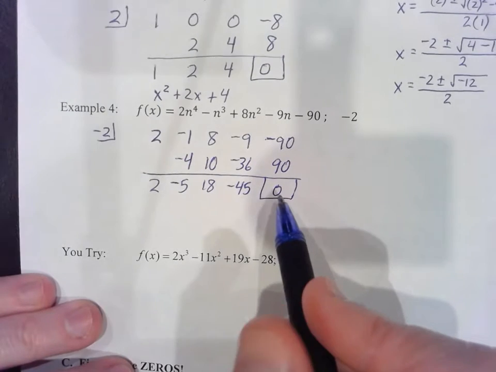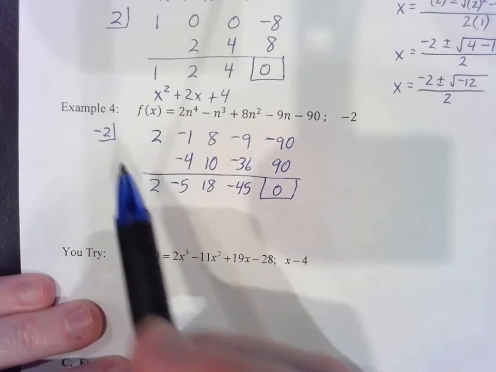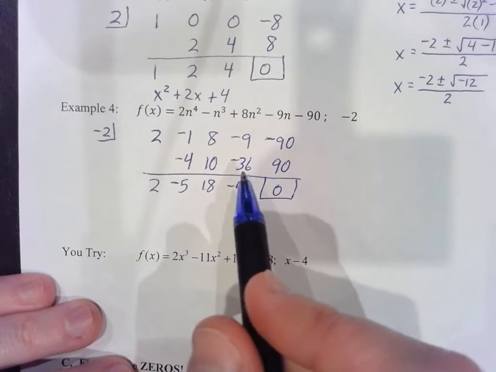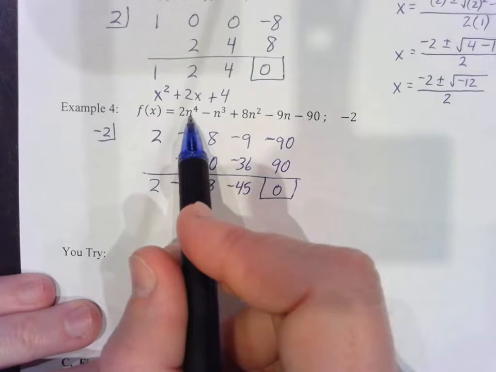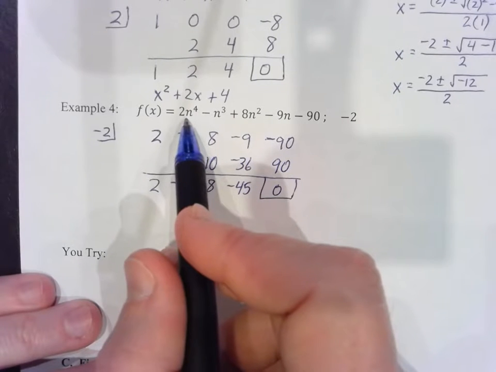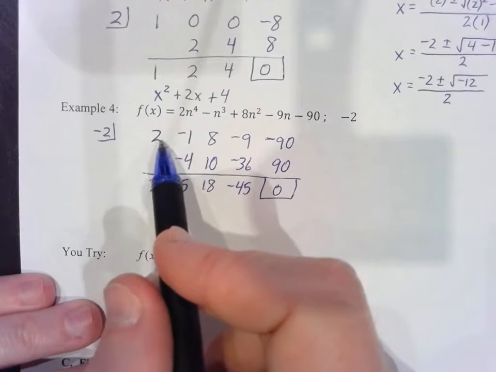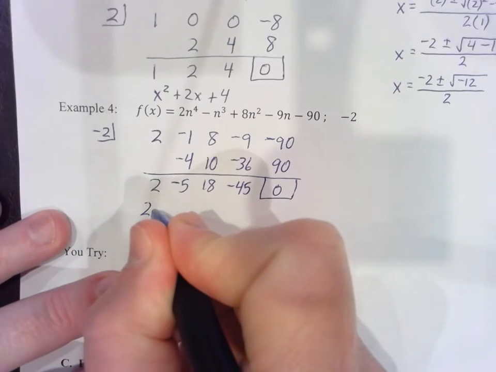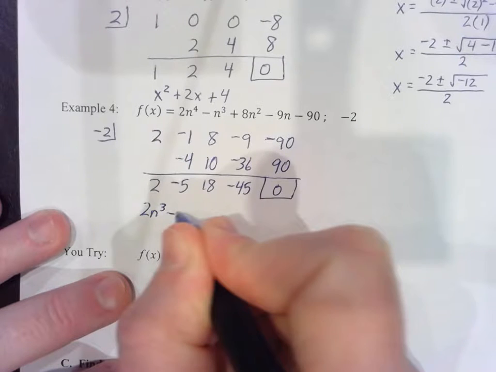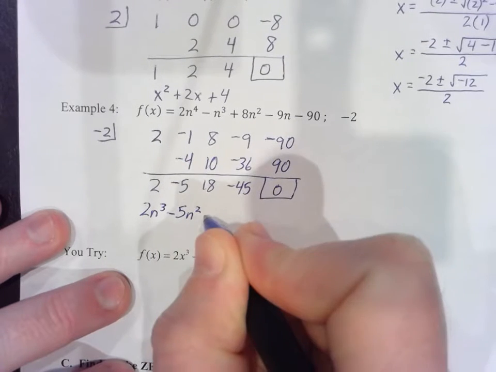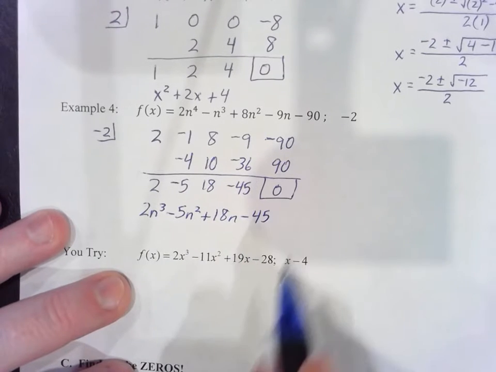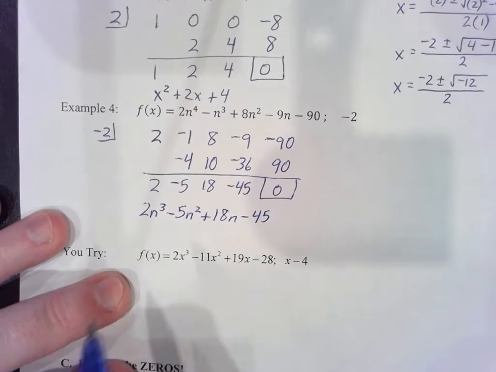Because it came out to 0, we know that negative 2 is in fact a 0 of the original polynomial. So we started with n to the fourth, we took out one of the zeros, which means we're now left with n to the third. So this is 2n to the third minus 5n squared plus 18n minus 45. So we just decrease the degree with each of the terms.